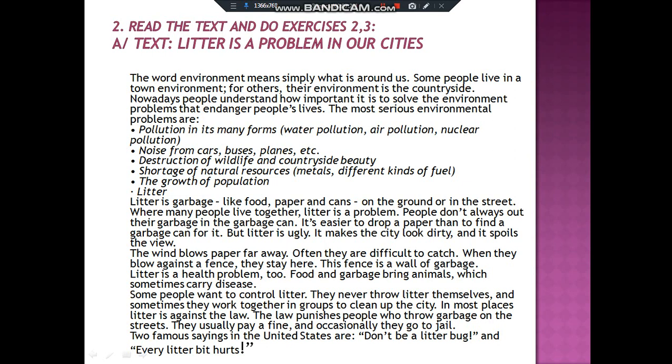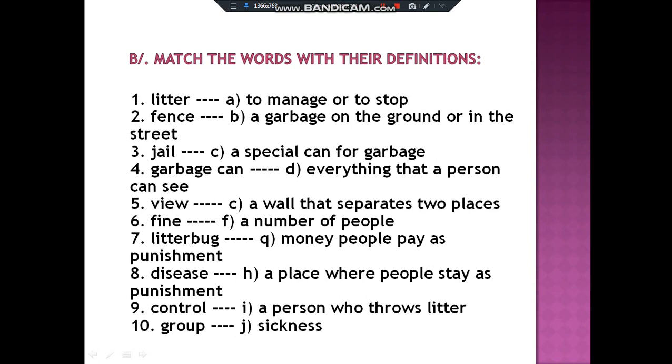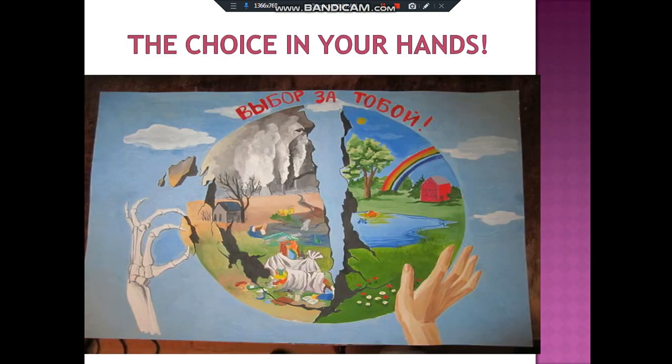Read the task and do exercises 2 and 3. Text: Litter is a problem in our cities. Match the words with their definitions. For example, litter, fence, jail, garbage can, view, fine, litter bug, disease, control group. Find the definition from the right column. The choice is in your hands.